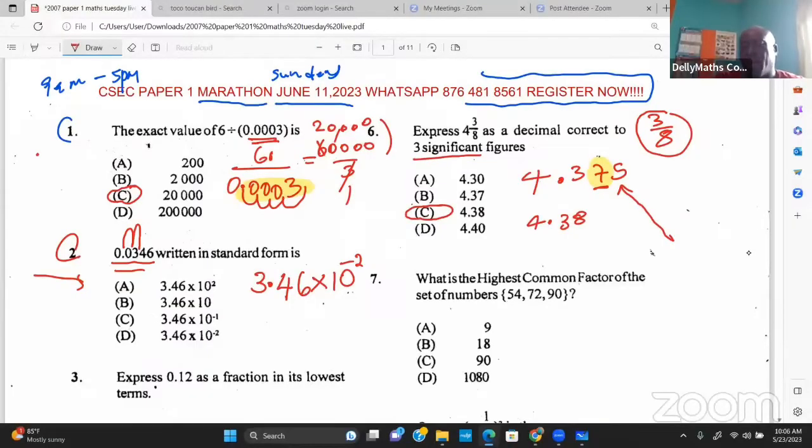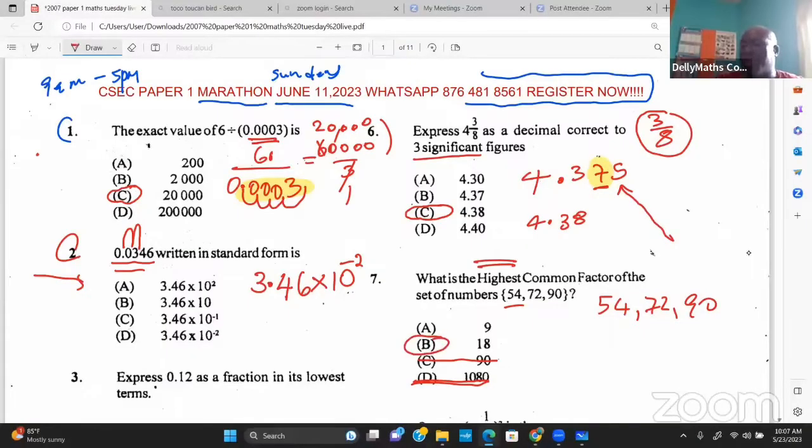Number 7. What is the highest common factor of the set of numbers 54? So we're talking about 54. We're looking at 72. You're looking at 90. Factors, all right? The fact that we're talking about factors, these two are out, right? Because the factors cannot be bigger than the numbers that we're seeing. All right, so you're looking at 9 and 18. Which one of these could go into these? And you're going to realize that 9 could go into these as well as 18. But because we want the highest one, we're going to have to choose 18.